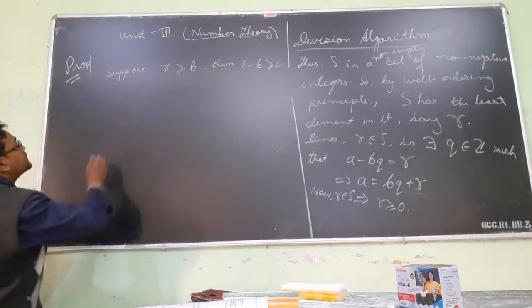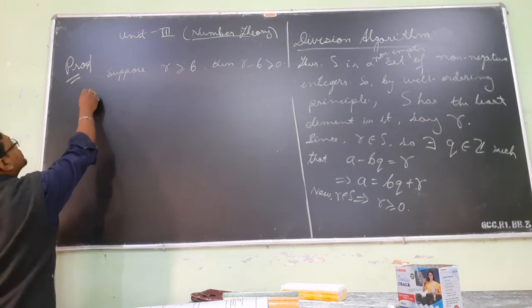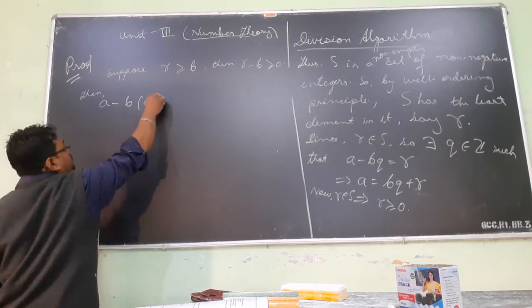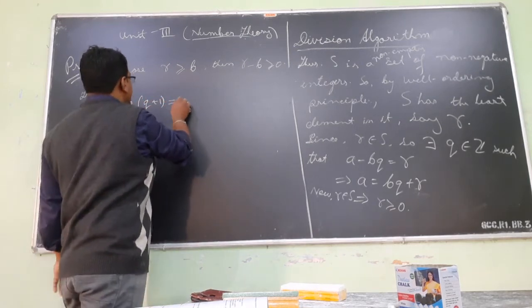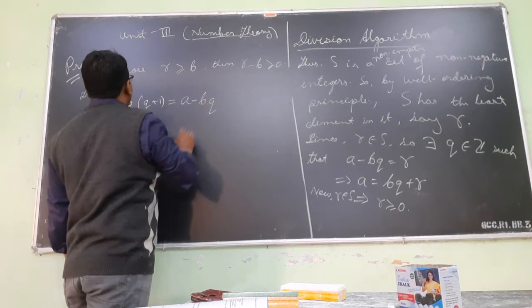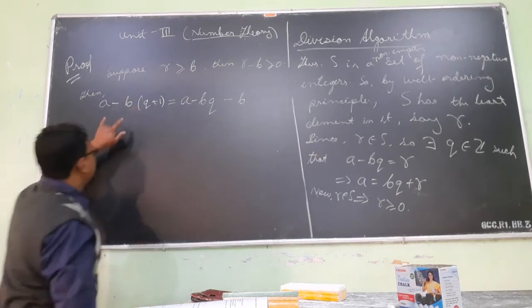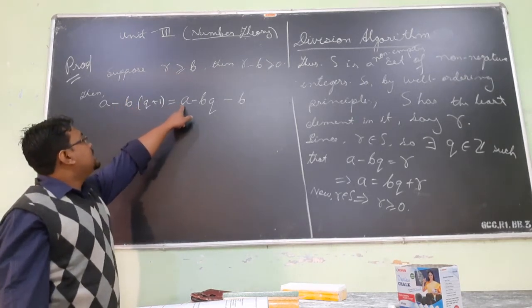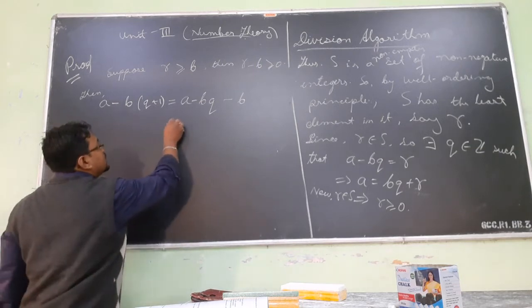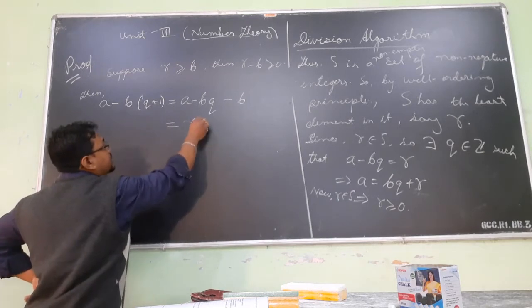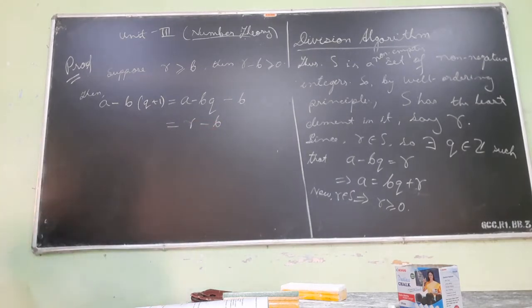So look at this element: R minus B is greater than or equal to 0. Then look at this element, A minus B into Q plus 1. What is this? It can be written as A minus BQ minus B. Here A minus BQ is what we have already seen, that is R. So this is R minus B.